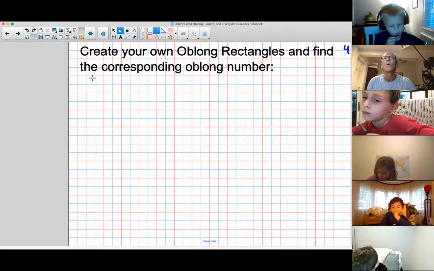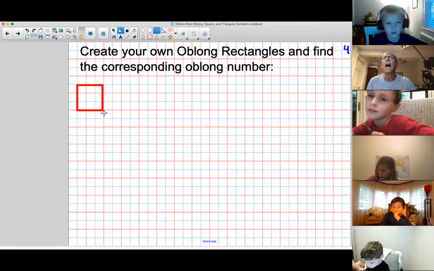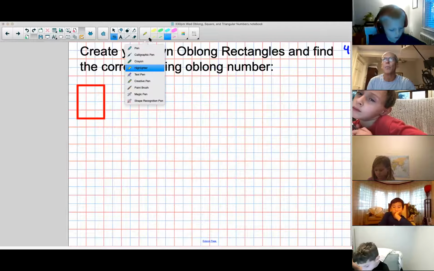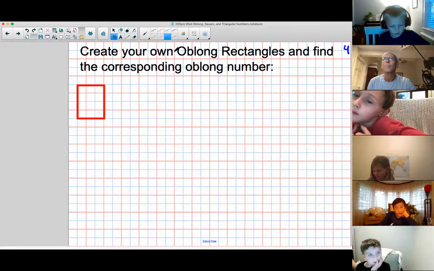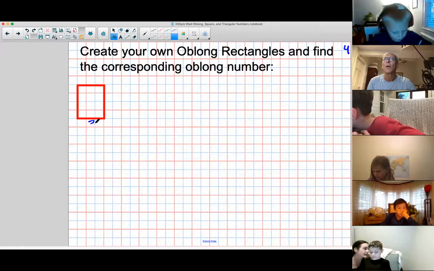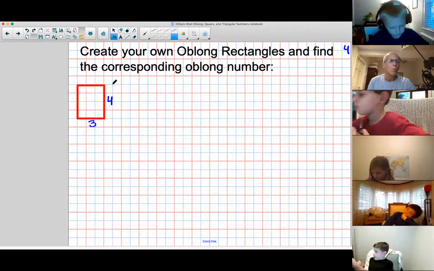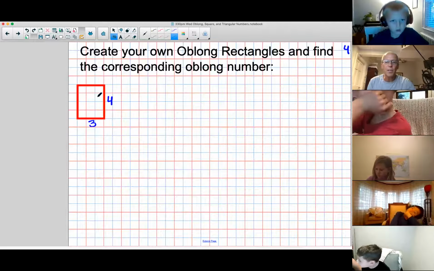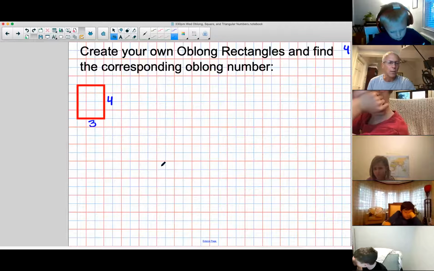I did 3 times 4. That is a beautiful oblong number. And can you tell me the value of that oblong number? 3 by 4? And who's going to give me the next one while Brennan's thinking?